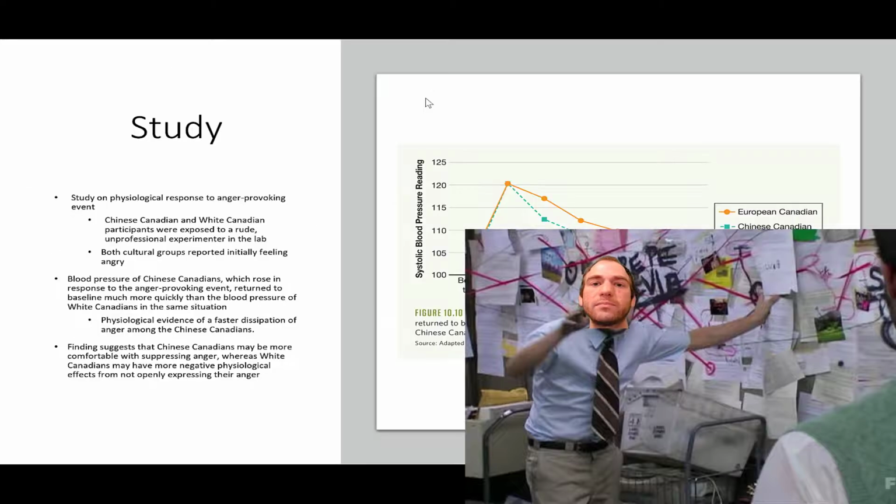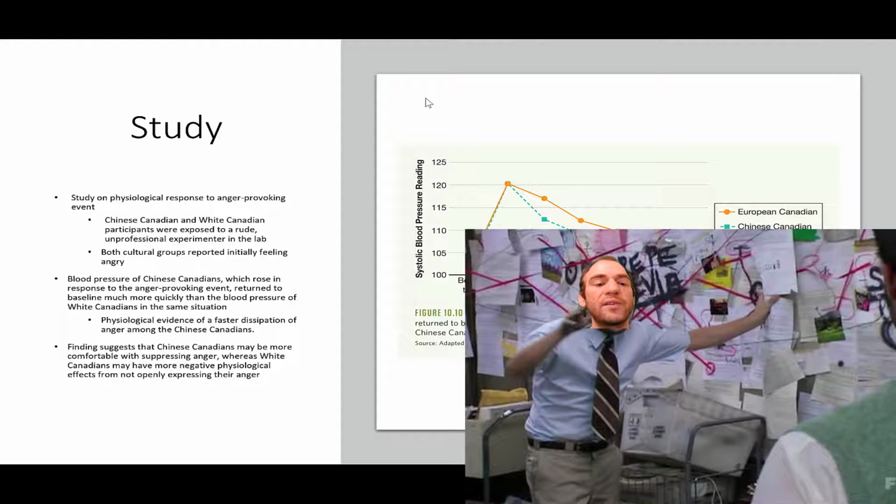interdependent cultures. And one study I wanted to point out was a study on the physiological responses to anger-provoking events. Chinese Canadian and white Canadian participants were exposed to a rude, unprofessional experimenter in the lab. Both cultural groups reported initially feeling angry. Blood pressure of Chinese Canadians, which rose in response to the anger-provoking event, returned to baseline much more quickly than the blood pressure of white Canadians in the same situation.